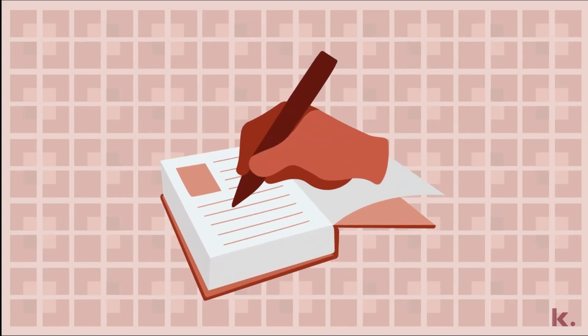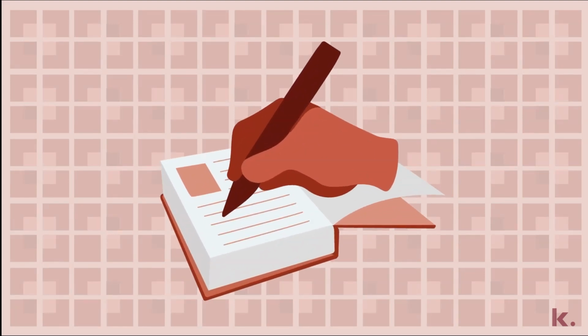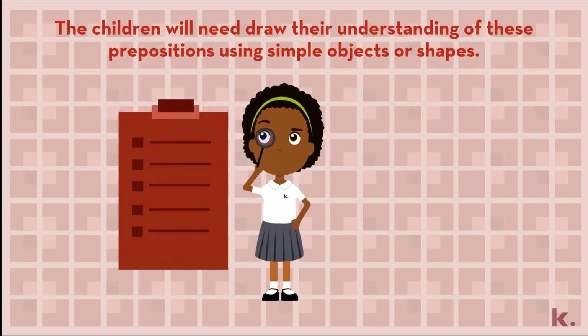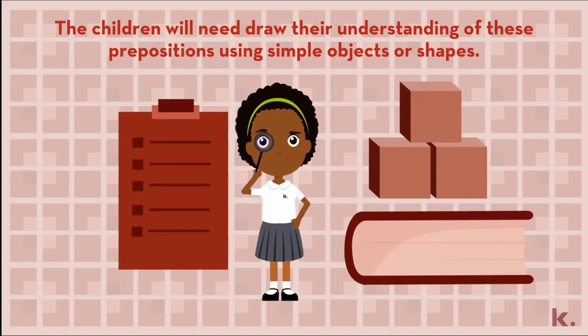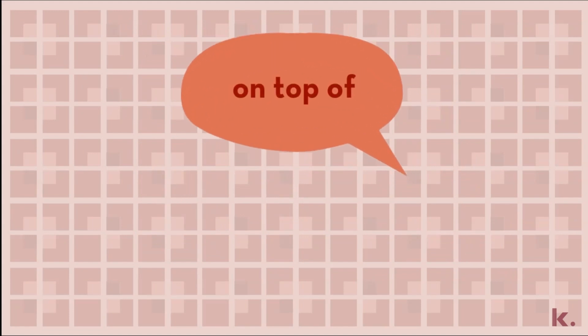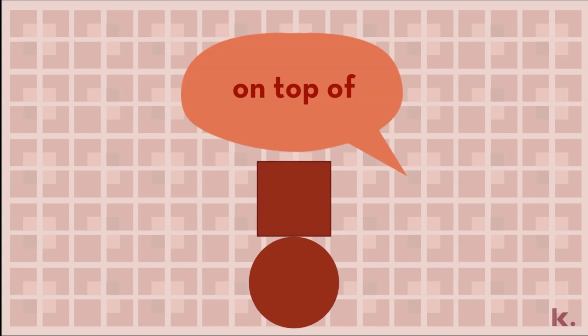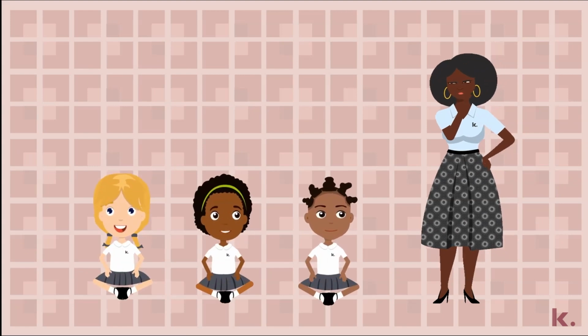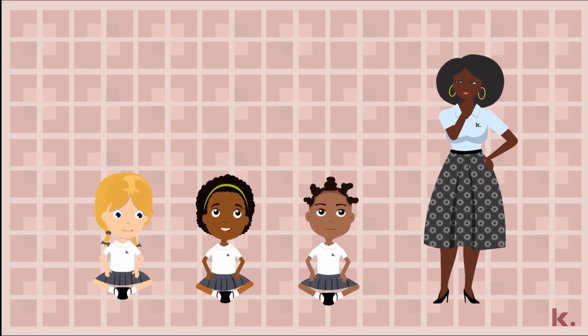Allow the children an opportunity to check their understanding by completing a written activity. Provide them with a short list of prepositions with which to work. The children will need to draw their understanding of these prepositions using simple objects or shapes. For example, if you gave them the prepositional phrase on top of, they could draw a square on top of a circle. This activity will also allow you to ascertain who may need further assistance in developing their use of positional words.